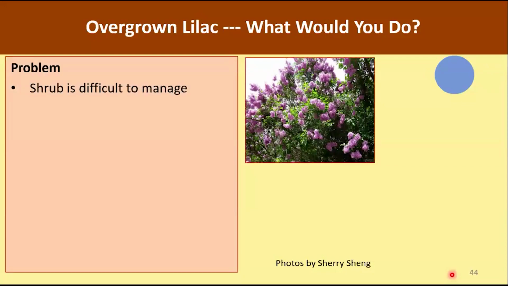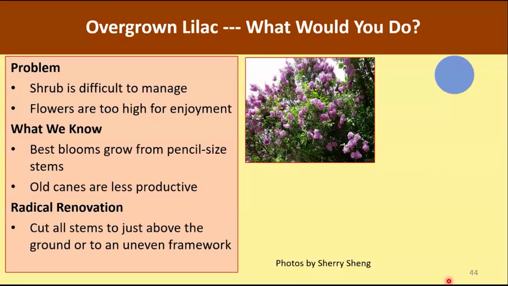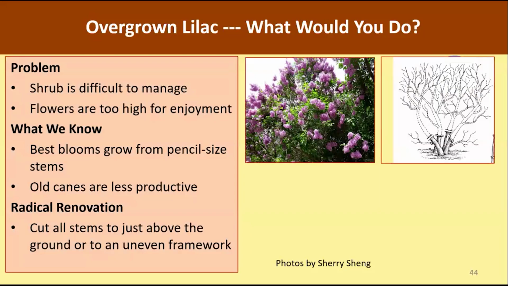So the shrub is difficult to manage, the flowers are too high for enjoyment, and we know the best blooms grow on pencil-sized stems, and old canes are less productive. So if we want this lilac for flowers and to enhance the enjoyment of them, we could consider radical renovation. And this is how it looks.